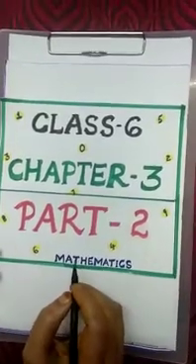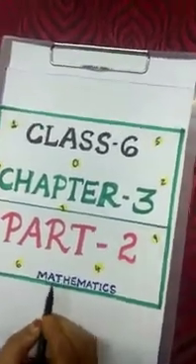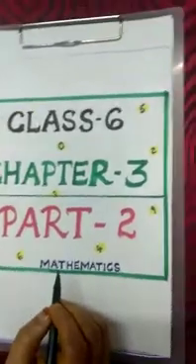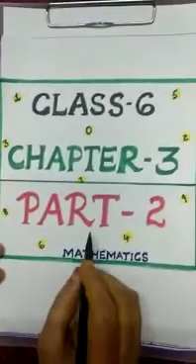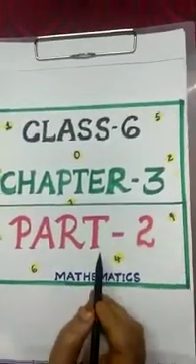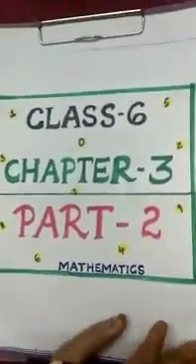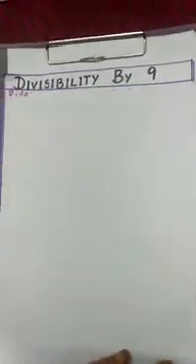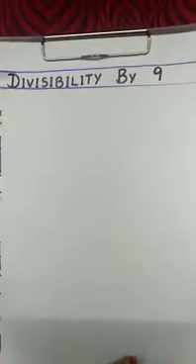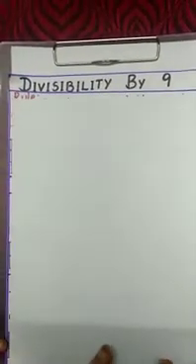Good morning, students. In third chapter, part 1, we learned divisibility by 2, 3 and 6. Today, in part 2, we are going to learn some more divisibility rules. The first one is divisibility by 9. It is similar to divisibility by 3.